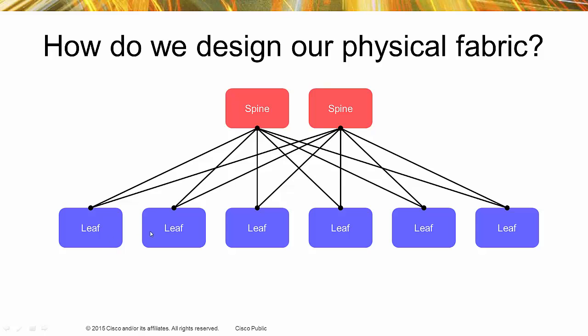There is no connectivity between leaves, and we don't connect any kind of device other than a leaf to the spine. Any kind of end host devices, routers, switches, anything that you can think of, we usually connect them to the leaf. So to make a fabric, we need spine switches and we need something called leaf switches.